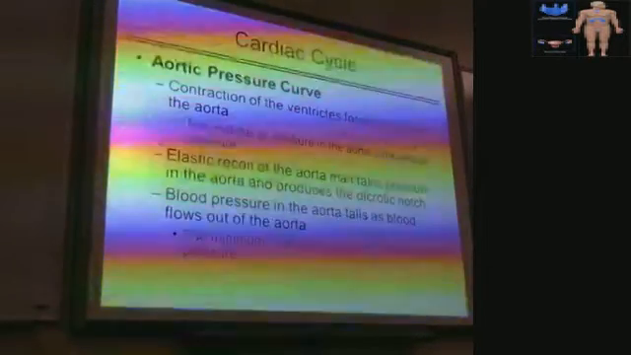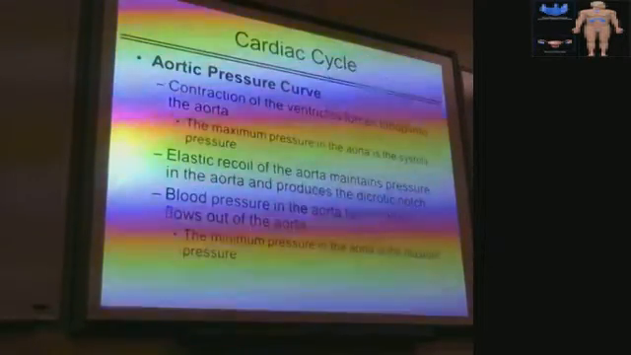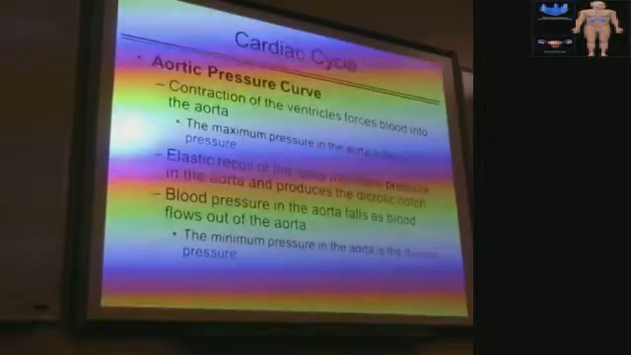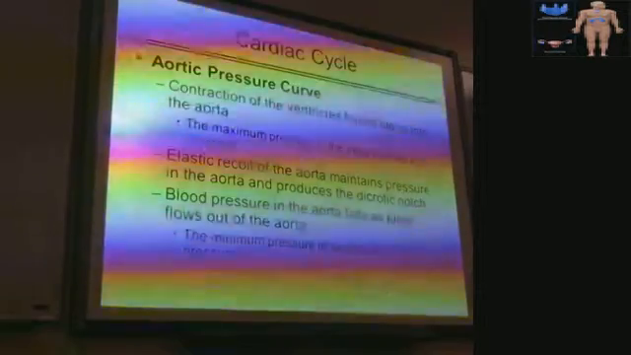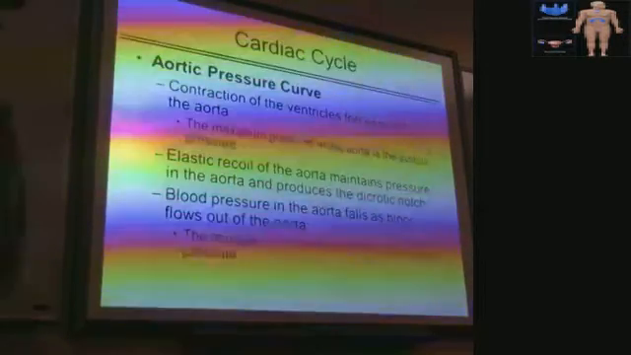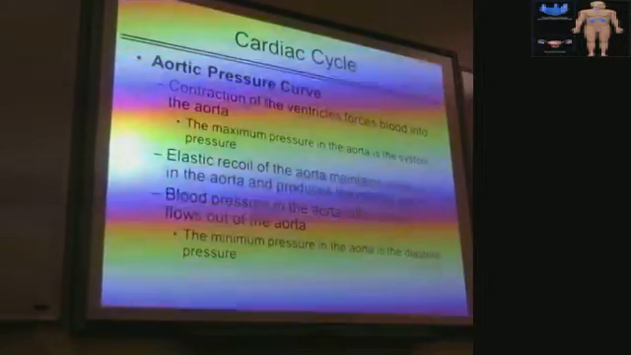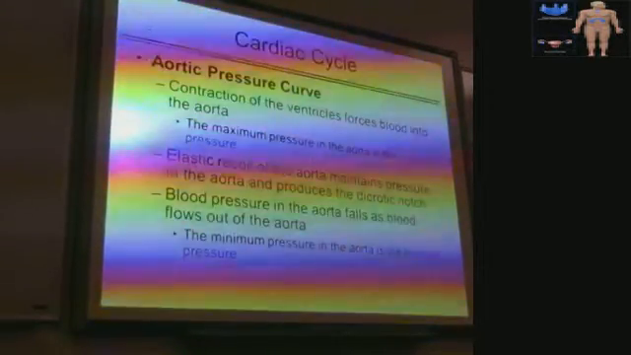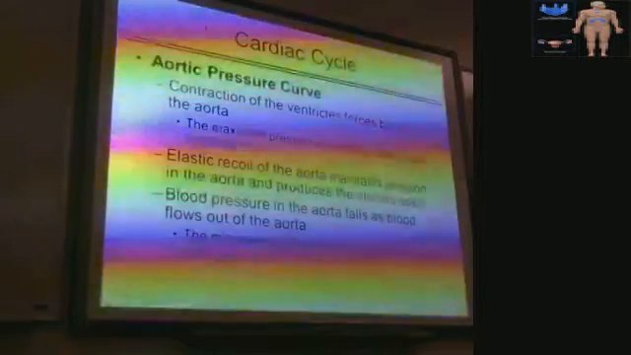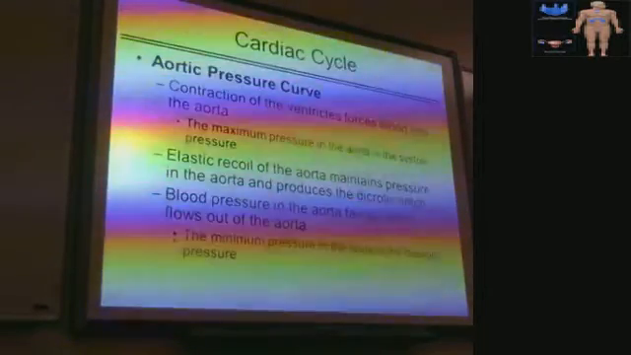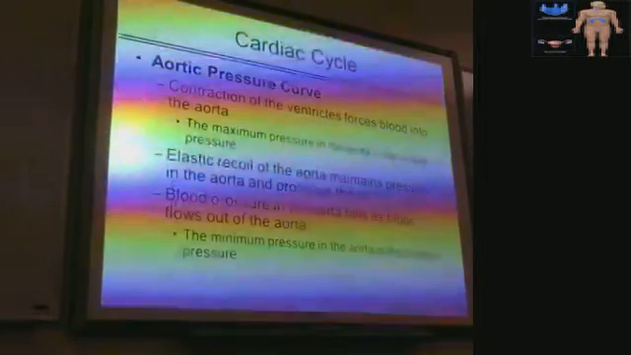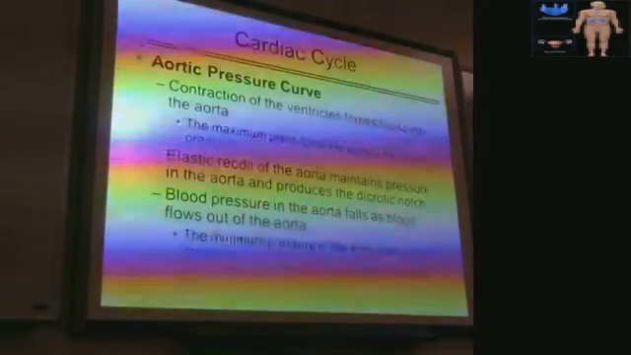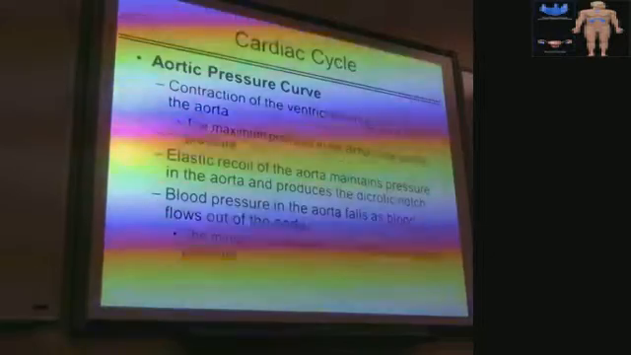The aortic pressure curve. The contraction of the ventricles forces blood into the aorta. The maximum pressure in the aorta is the systolic pressure. The elastic recoil of the aorta maintains pressure in the aorta and produces the dicrotic notch. Blood pressure in the aorta then falls as blood flows out of the aorta, and minimum pressure in the aorta is diastolic pressure.